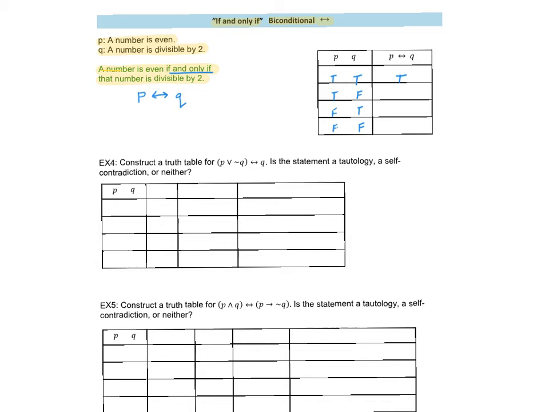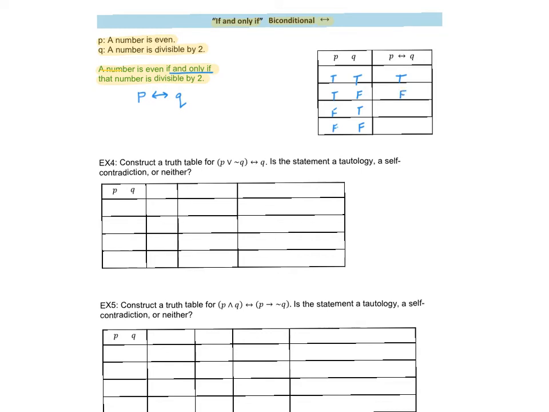What if we have a true false? Let's say we do have an even number, but it's not divisible by 2. Can that happen? Can an even number not be divisible by 2? So think of all the even numbers, 2, 4, 6, 8, and so on. They're all divisible by 2. So true, false, in a biconditional is false.